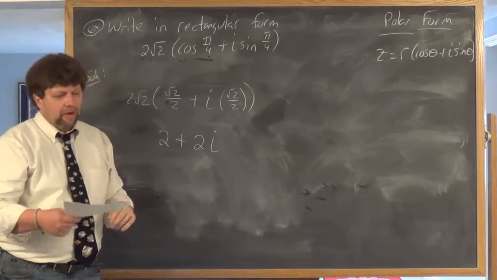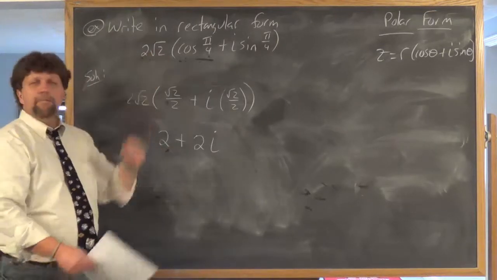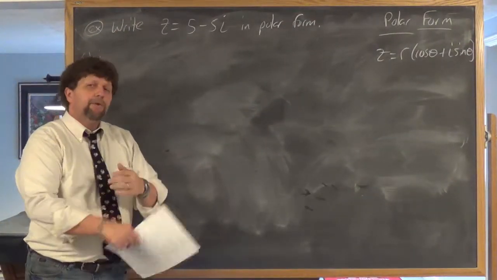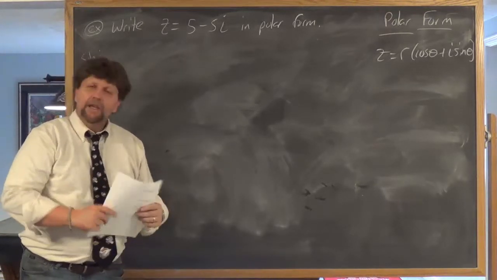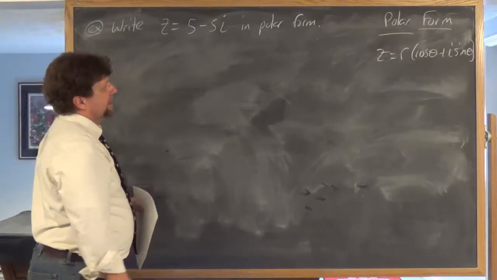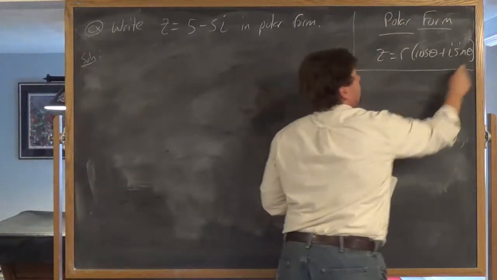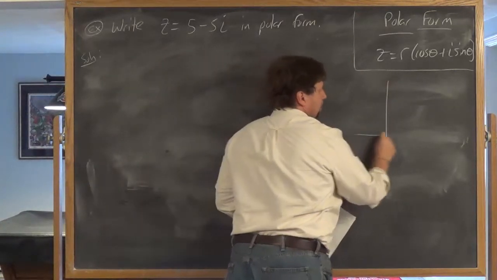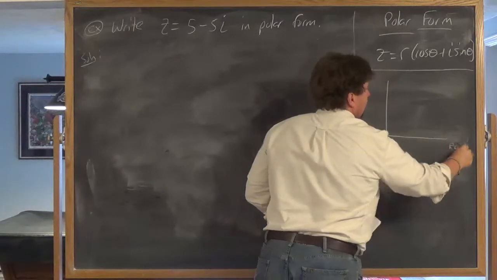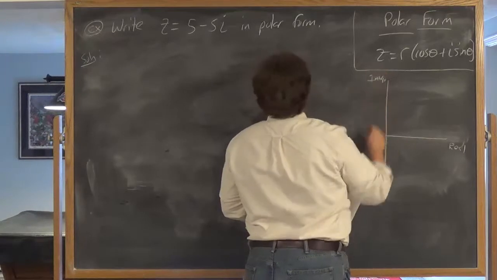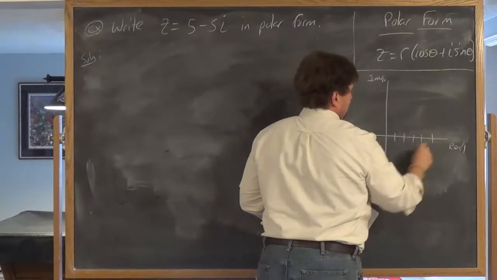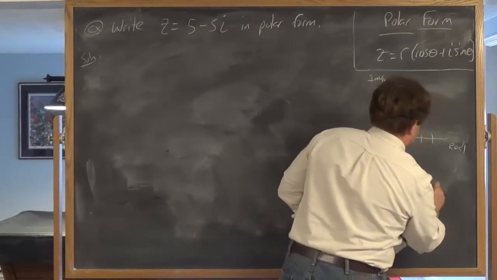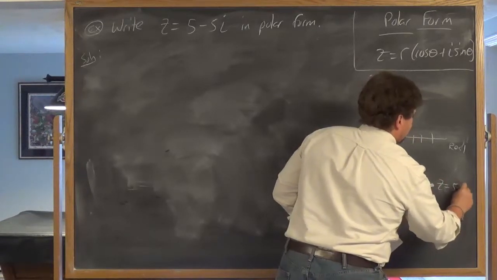In the next example, we're going to go from rectangular form and put it into polar form. All right, here in this example, we're going to write z equals 5 minus 5i in polar form. Probably the first thing I would do is block off my little reminder of what polar form is. Then I'd quickly plot that point. There's the real axis, here's the imaginary axis. 5 minus 5i is going to be about right here. That's z equals 5 minus 5i.